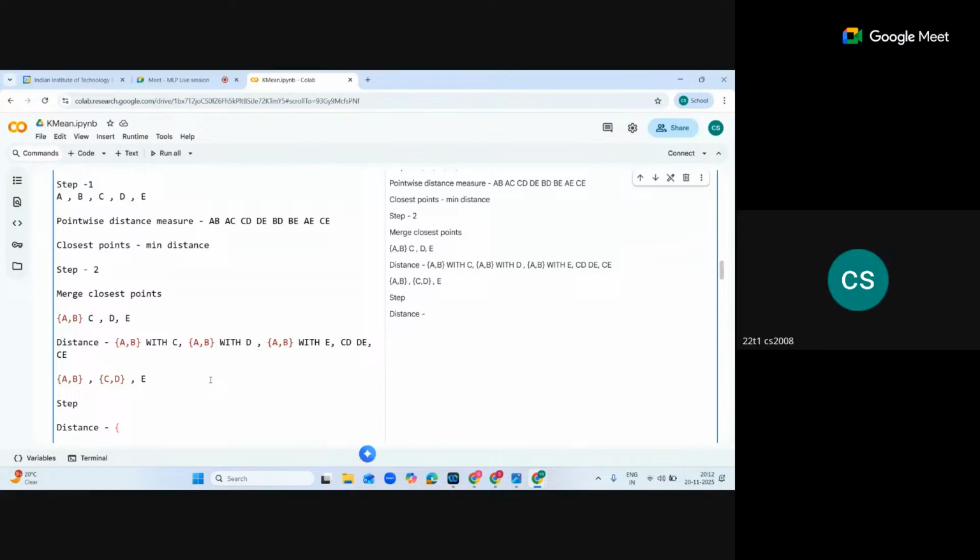AB with E, I think we already have, right? Yeah, we have it here only. So we can just carry this forward. And the next one, CD with E, that we will compute, right? So instead of AB, now I can replace it with CD, right? So this is there.